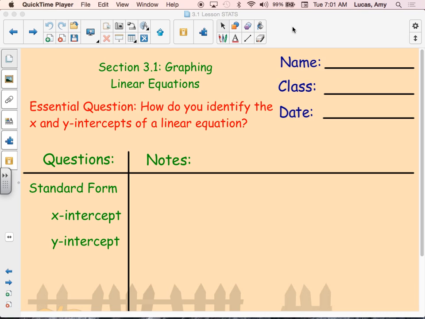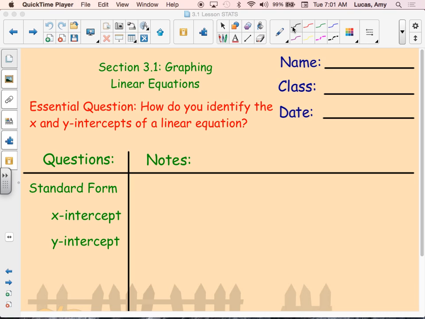Lesson 3.1, Graphing Linear Equations. Our essential question is, how do you identify the X and Y-intercepts of a linear equation? We're going to learn 3 new vocab words today. The first one is standard form.